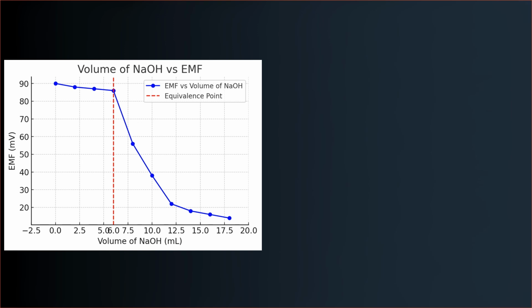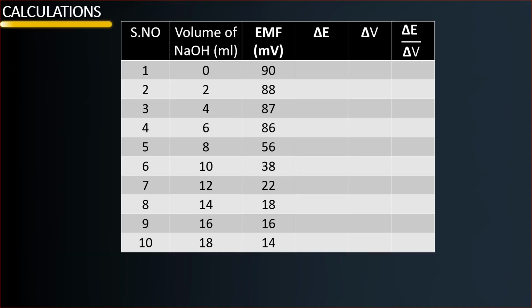Okay, this is the first graph we have to draw, taking volume of NaOH on the x-axis and EMF values on the y-axis. Now we have to confirm the end point by drawing another graph, the second graph, by taking volume of NaOH on the x-axis and delta E by delta V values on the y-axis. Delta E by delta V values, how will you get them? From this tabular form, from EMF values we note down delta E values. Delta E means change in EMF values.